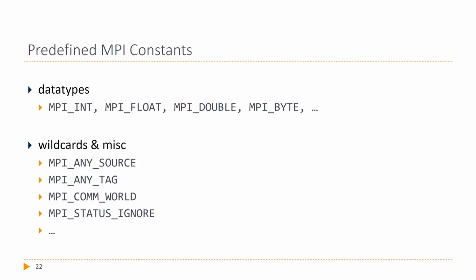And on the top you also see some predefined constants for the data types that can be sent. For example, MPI int, float, double, byte, and so on. There are several primitives. There are also user-defined data types, so you can create a so-called derived data type that is a struct or something like that, or a vector, and we will get to that in another lecture, but not today.